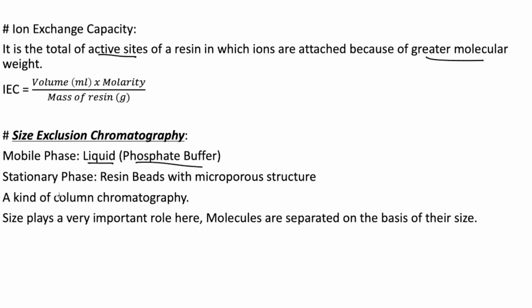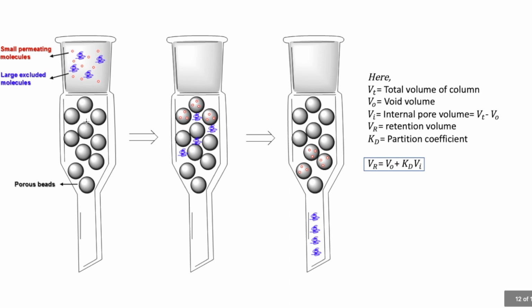Size exclusion chromatography is also one of the methods. Here the mobile phase is liquid, generally phosphate buffer, and the stationary phase is resin beads with a microporous structure. It's a kind of column chromatography. Size plays a very important role here, as molecules are separated on the basis of their size. So remember, in size exclusion chromatography, size is the factor, while in ion exchange chromatography, electrostatic force or charge is the factor.